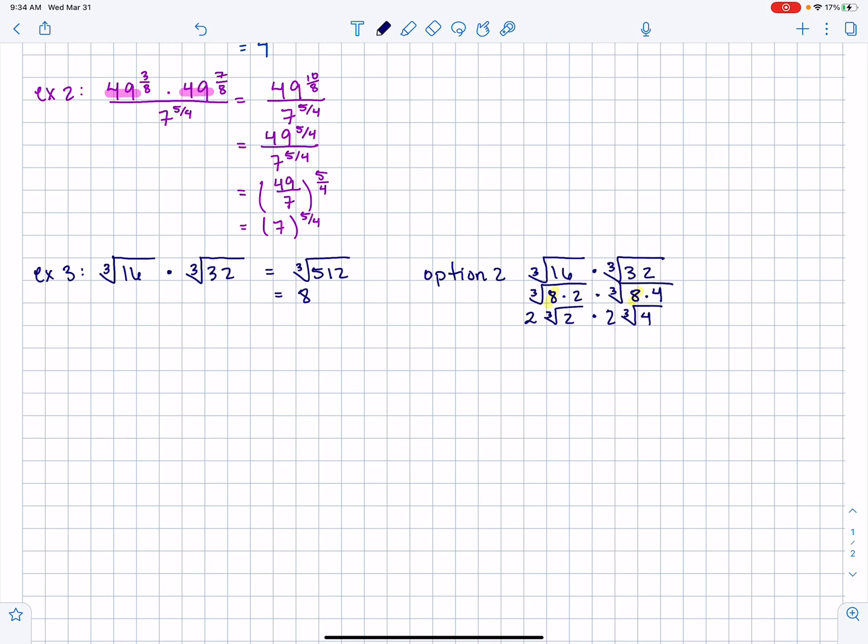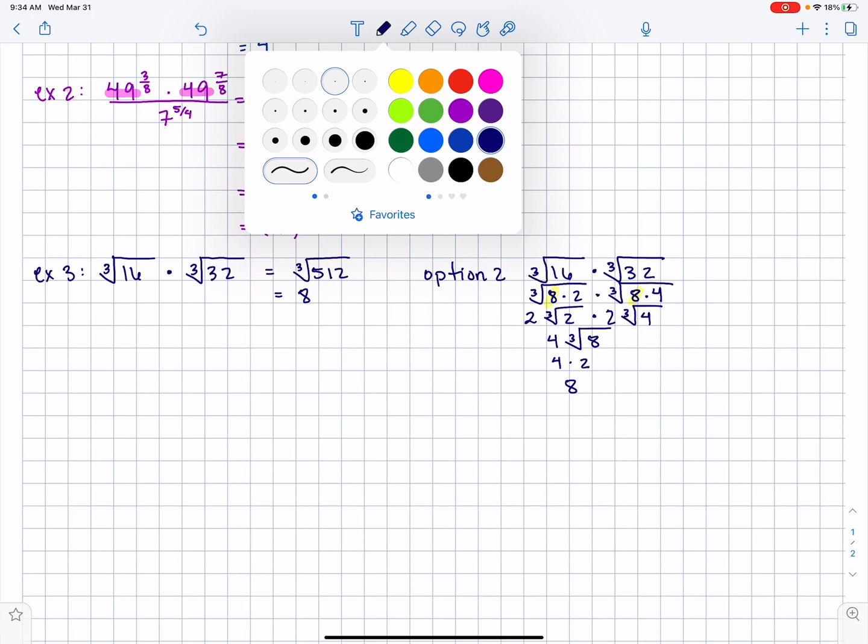Now I'm going to multiply the 2 times 2, which gets us 4. And I'm going to multiply our cube roots: 2 times 4 is 8. We know the cube root of 8 is 2, so 4 times 2 gets us to 8. That was a long way of doing it, but that's probably how you would break it down if you didn't have a calculator in front of you, or if you didn't know the exact cube root of 512. Different options to get you to the same answer.